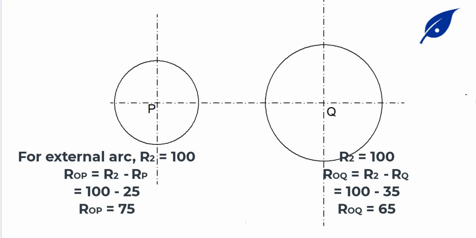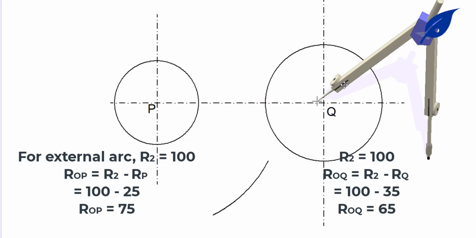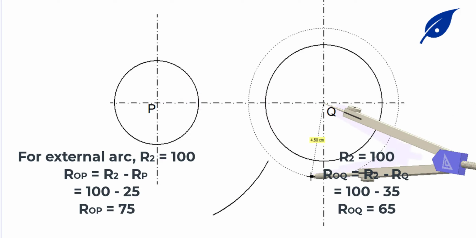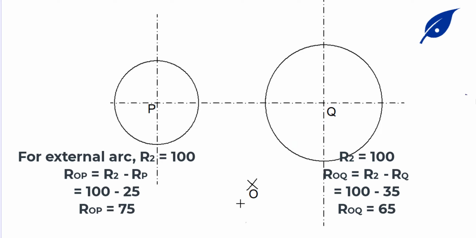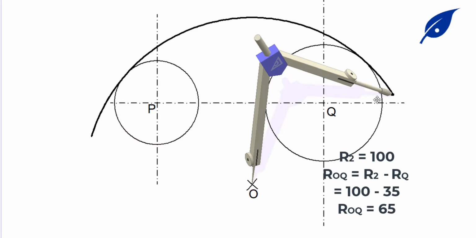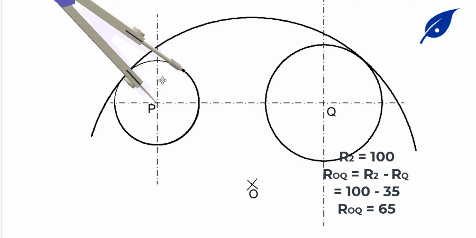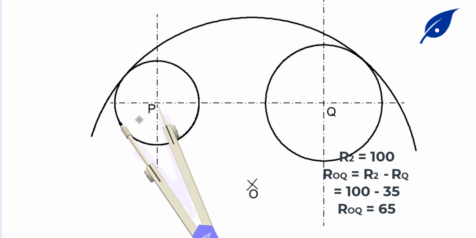So we have this, and this is how to calculate the radius. To get the point O, we'll get the radius for ROP 75 and ROQ 65, and this is the calculation. After getting it, with our center at O, we take the radius 100 and describe the arc touching the two circles this way.